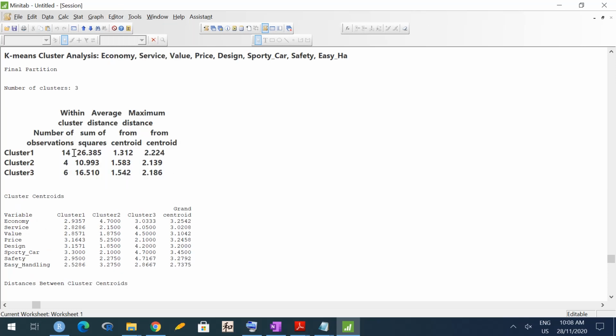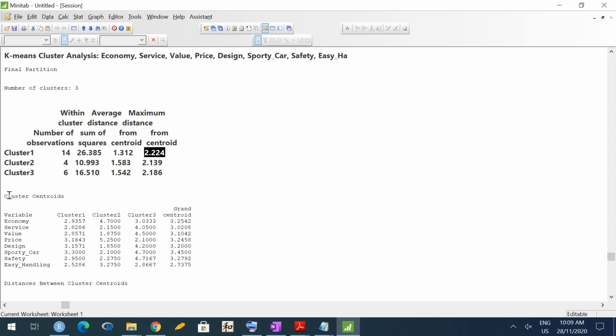So here the clusters are slightly more, I don't know, 14, 4, 6. So 14 cars in first cluster, 4 cars in second cluster, and 6 cars in third cluster. Okay. In terms of average distance, even with 14 cars, this cluster is okay. In terms of maximum distance also, it is only slightly worse. Okay, so the homogeneity is pretty good.